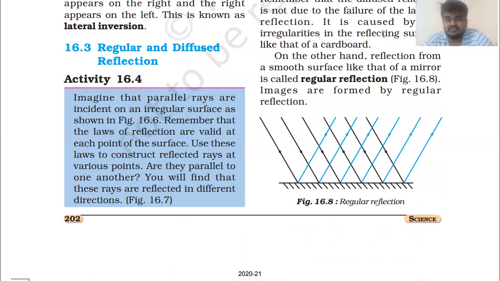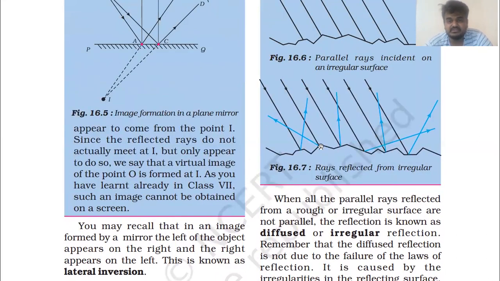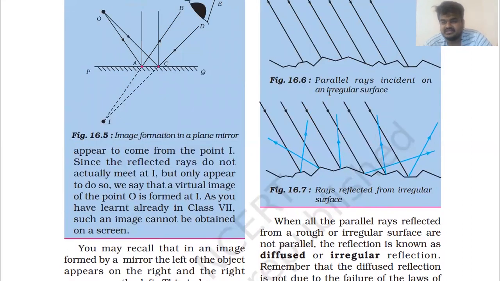Remember that the laws of reflection are valid at each point of the surface. Use these laws to construct reflected rays at various points. So with the help of this law only, not without this law, we construct the reflected ray for each ray, let's say rays 1, 2, 3, 4, 5 and 6. For example, say the 6 rays are incident on this surface. If we construct the reflected ray for each one, they are not parallel.